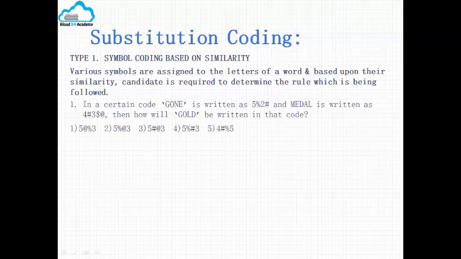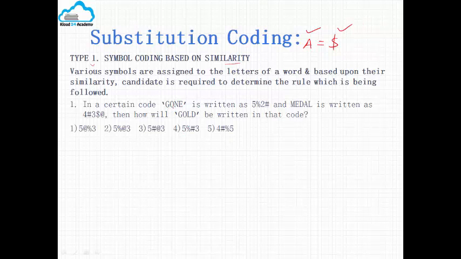Let's move to substitution coding now. So it has various types. Let's look at type 1. Symbol coding based on similarity. Various symbols are assigned to the letters of a word, like A will be given symbol $, and based upon their similarity, the candidate is required to determine the rule which is being followed. So the symbols are given as code to the alphabets. We have to simply see what the code is for that alphabet and we have to answer.